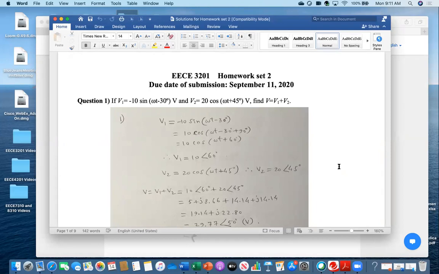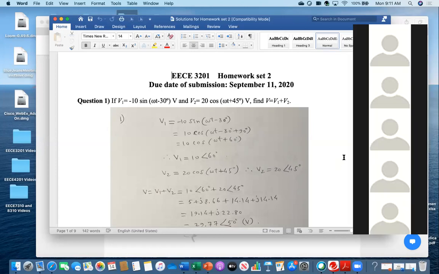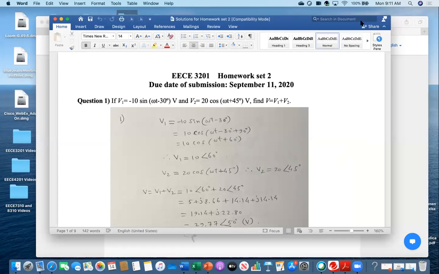Have you noticed that I sent an email at midnight saying I already uploaded the solutions for both homework set one and homework set two on eCourseware under the tab homework? Can you see the solutions there? Yes. Okay, great.